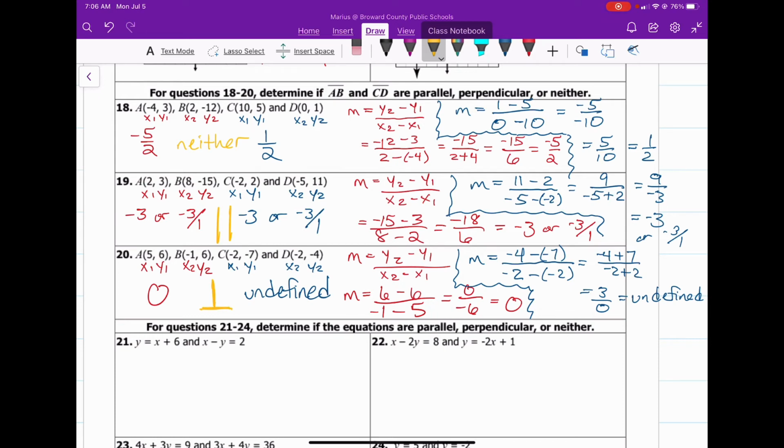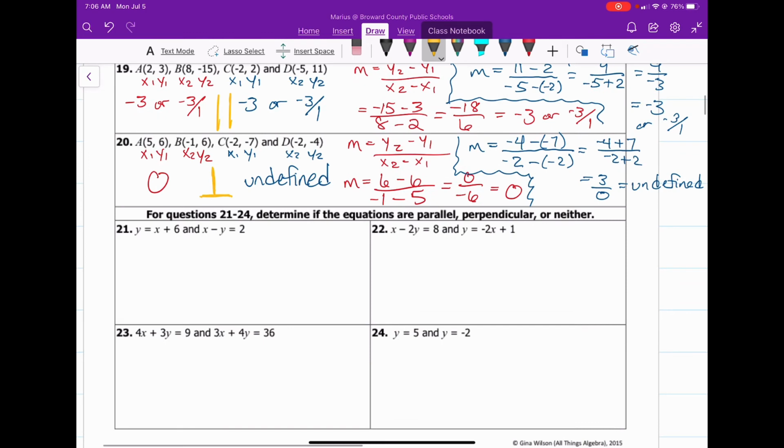All right. And now we have one last section to determine if they're parallel or perpendicular. We have to look at these equations and figure out the slopes. For number 21, we have y equals 1x plus 6, and we have the equation 1x minus 1y equals 2. Now, the first equation is in slope-intercept form. And the other equation is in standard form.